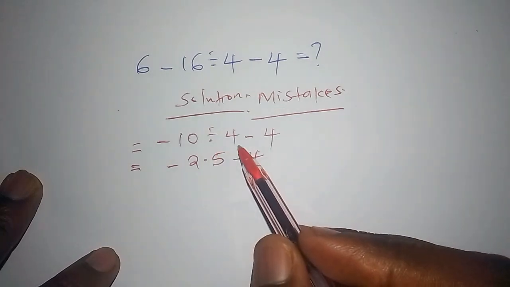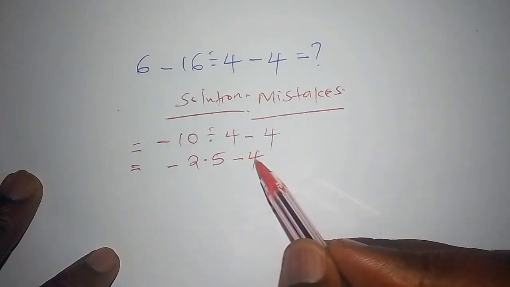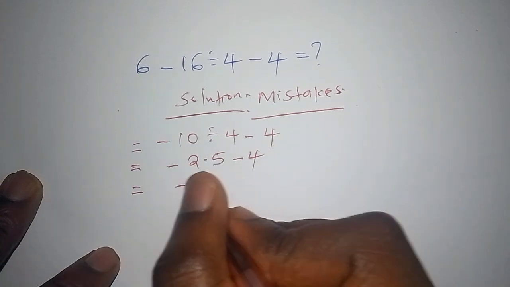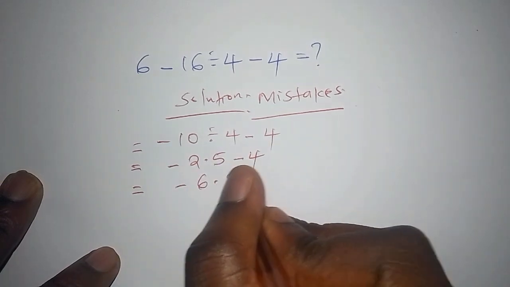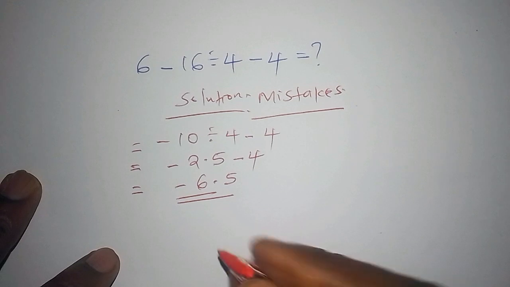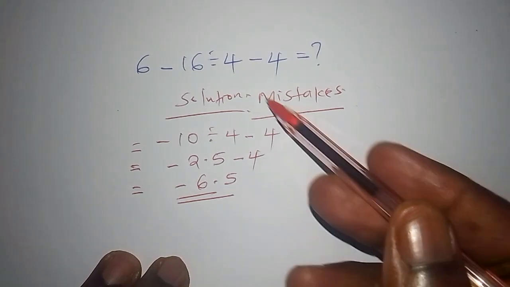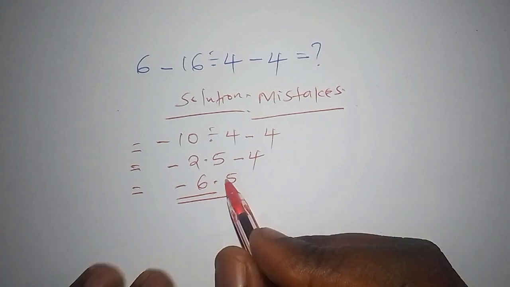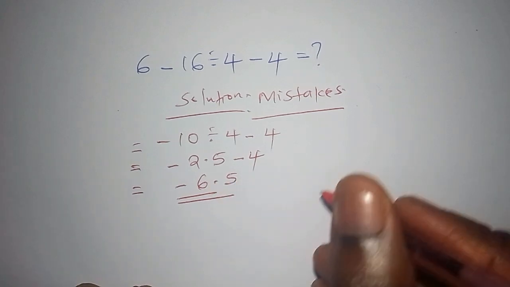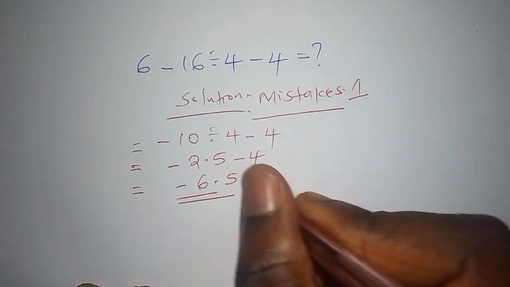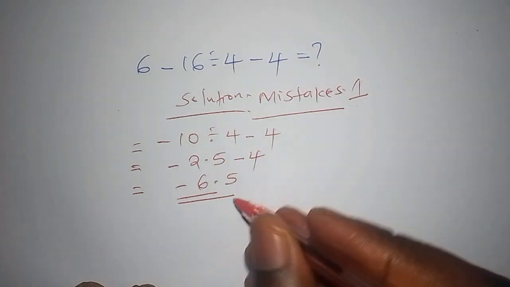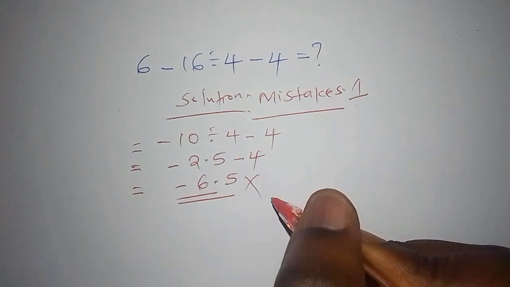So minus 2.5 minus 4, the answer now becomes minus 6.5. That is our final answer. When you follow these steps, you will reach minus 6.5. That was mistake 1, and we can all agree that when you follow these steps, this formula will lead you to the wrong answer.